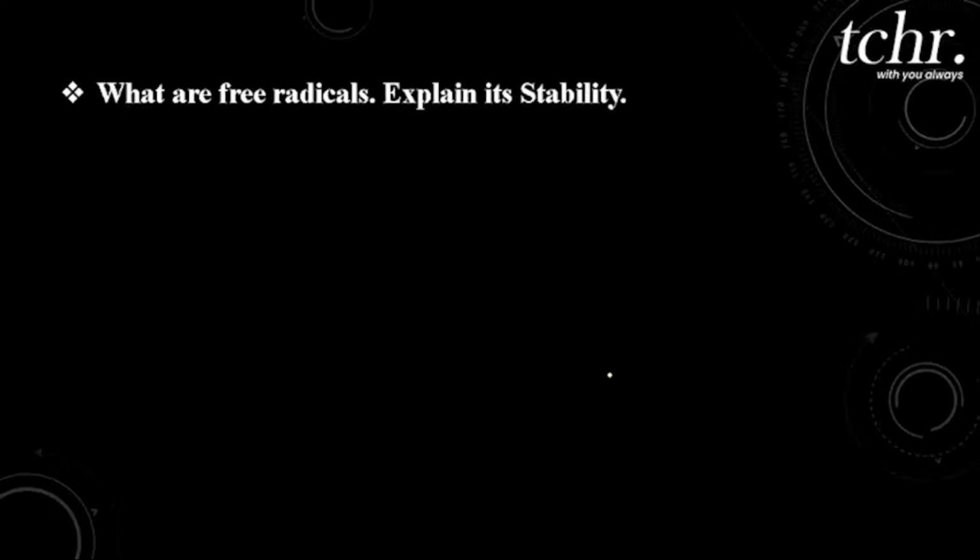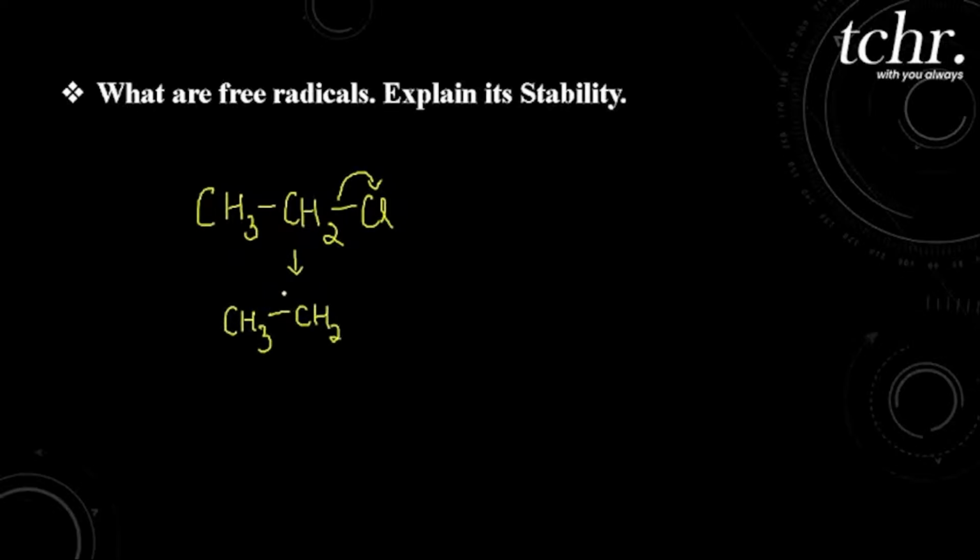Explain its stability is the next question, a 1 mark question. Whatever explanation you give for free radicals carries 1 mark. They can ask you to give examples or to explain the stability. Now students, listen. If I write CH3CH2Cl, and here a bond breaks, and one electron goes to chlorine, then what you get here is the CH3CH2 free radical, right?